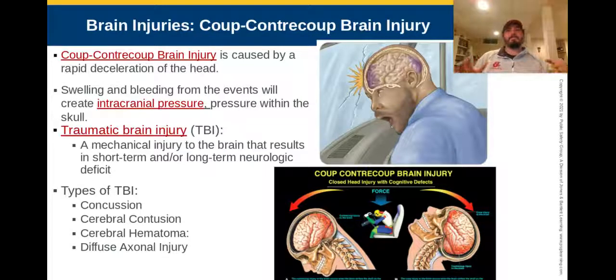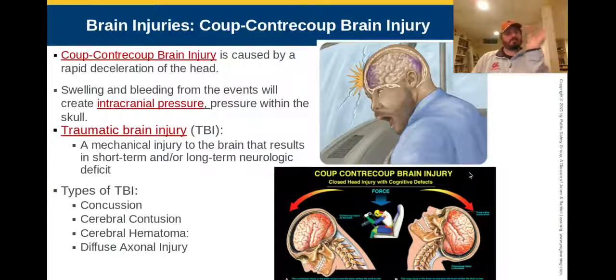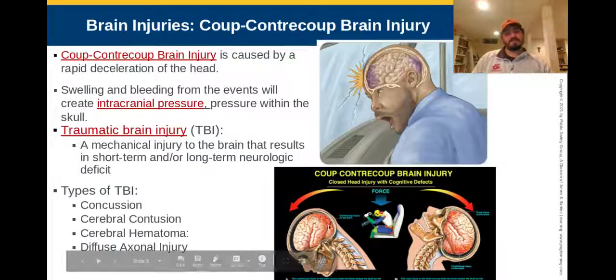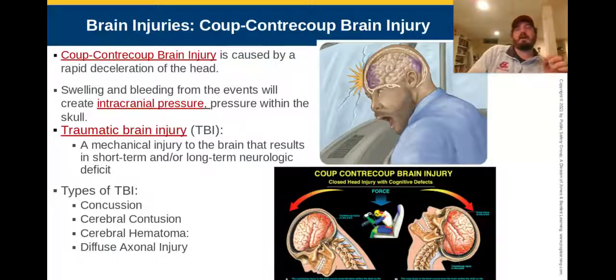Any type of deceleration, your brain, and this is a great picture down here, right? We see the brain going forward, it strikes the front of the skull, and then it actually goes backwards and hits the back of the skull. It kind of bounces inside your skull because your brain is not a tight fit. There's some space there. So that's that coup contra coup, which can be very deadly, all right? It can really damage the brain, rattling it around in there.